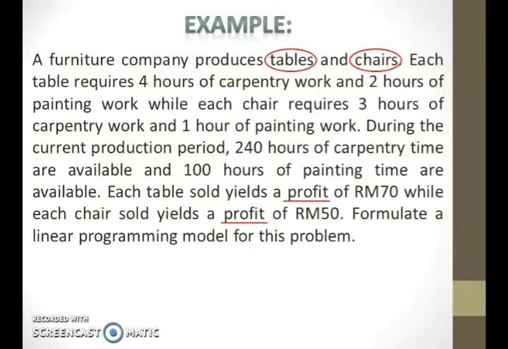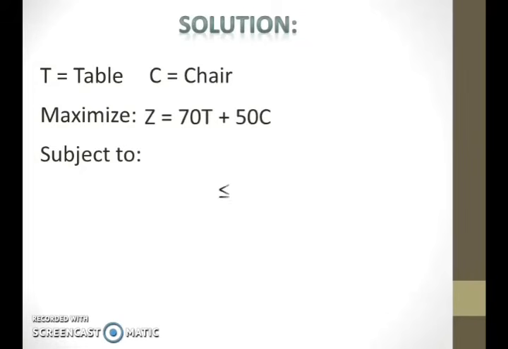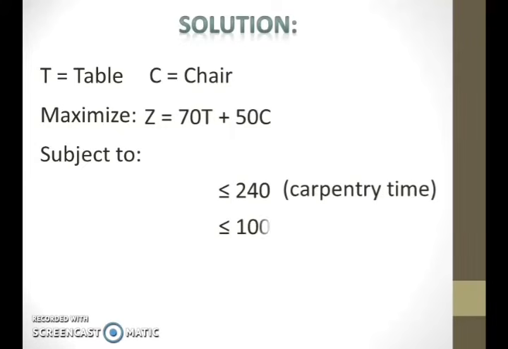The resources used to make the tables and the chairs are carpentry time and painting time. Because it says that 240 hours of carpentry time are available and 100 hours of painting time are available, we obtain two constraints. The first constraint is less than or equals to 240 for carpentry time, and the second constraint is less than or equals to 100 for painting time.